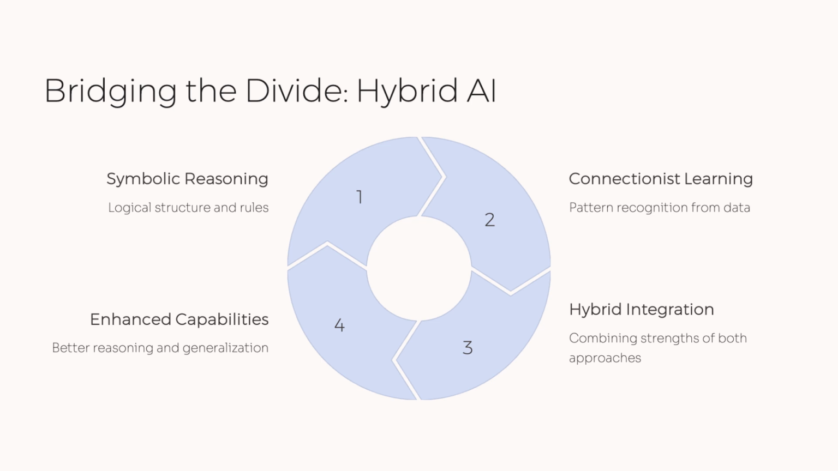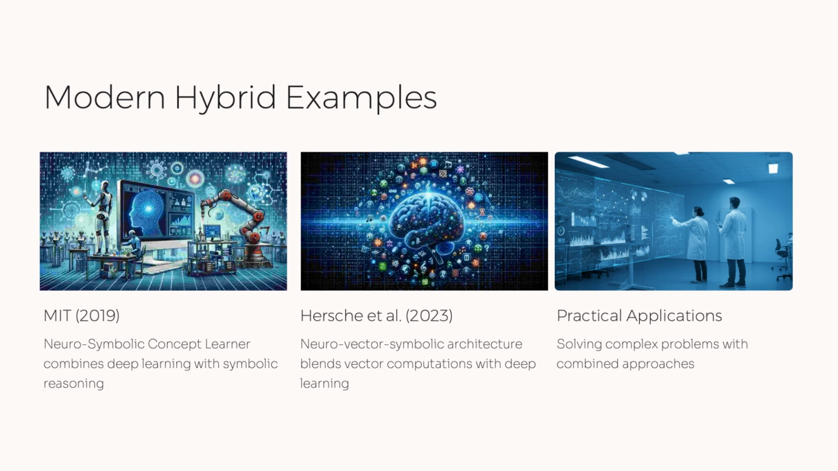Hybrid models aim to integrate symbolic reasoning with connectionist learning, creating systems that can both learn from data and reason logically. For example, in 2019, a group of researchers at MIT introduced the Neuro-Symbolic Concept Learner, which applies deep learning for pattern recognition while incorporating symbolic reasoning for logical structuring. Similarly, in 2023, Hersche and his associates developed a neuro-vector-symbolic architecture, blending vector-based symbolic computations with deep learning to enhance AI's ability to reason and generalize.